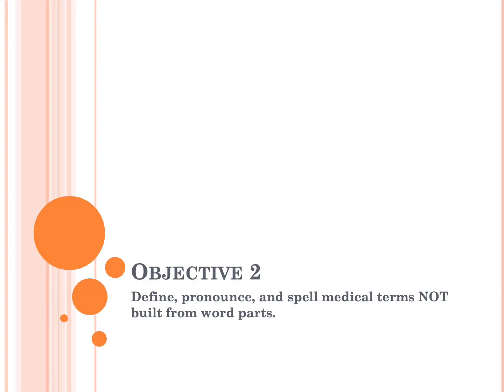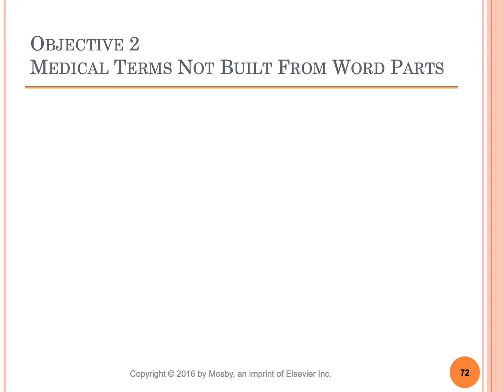All right, so next we're going to look at some medical terms that are not built from word parts. The first one is abdominal ultrasonography. So remember, an ultrasound is a recording using ultrasonic waves to be able to view an image, right? So here we're specifically using ultrasound to view the contents of the abdomen.